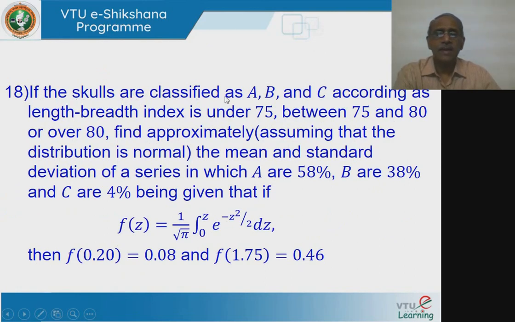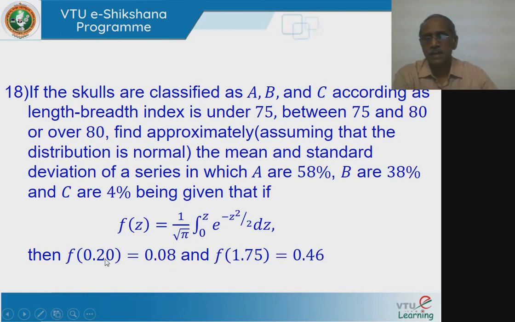If the skulls are classified as category A, B, and C, according as the length breadth index is under 75, so A is under 75, B between 75 and 80, or C over 80. Find approximately, assuming that the distribution is normal, the mean and the standard deviation of a series in which A are 58%, B are 38%, and C are 4%, being given that if f of z is equal to 1 by root 2 pi integral from 0 to z of e power minus z square by 2 dz, then f of 0.20 is equal to 0.08 and f of 1.75 is equal to 0.46.